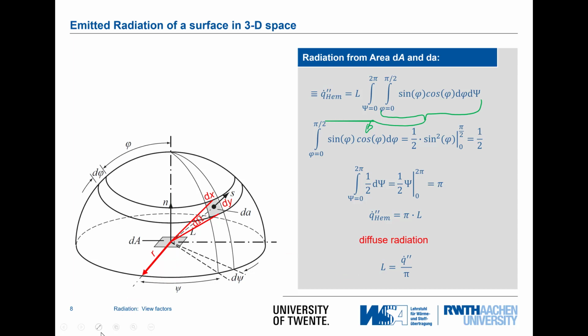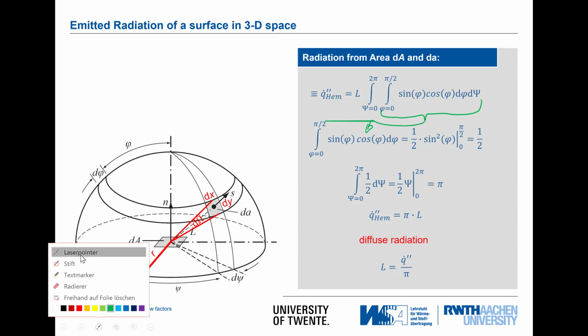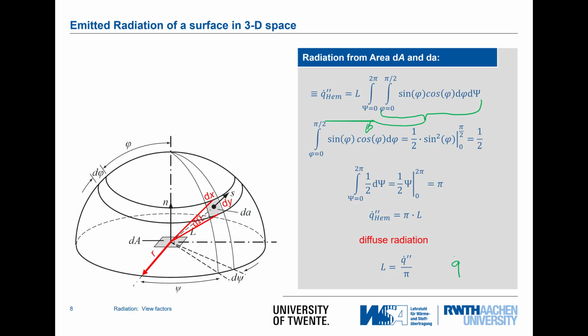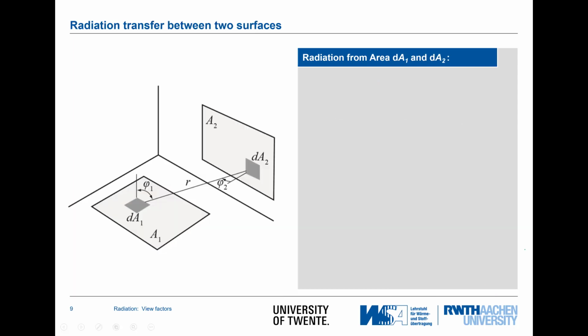And we shall see later on that q dot 2 primes times area will be given the name surface brightness. I will get back to that, just to mention it here. So I write it down: surface brightness. We will come back to that in the next video. So let's now move on and do radiation transfer between two surfaces.